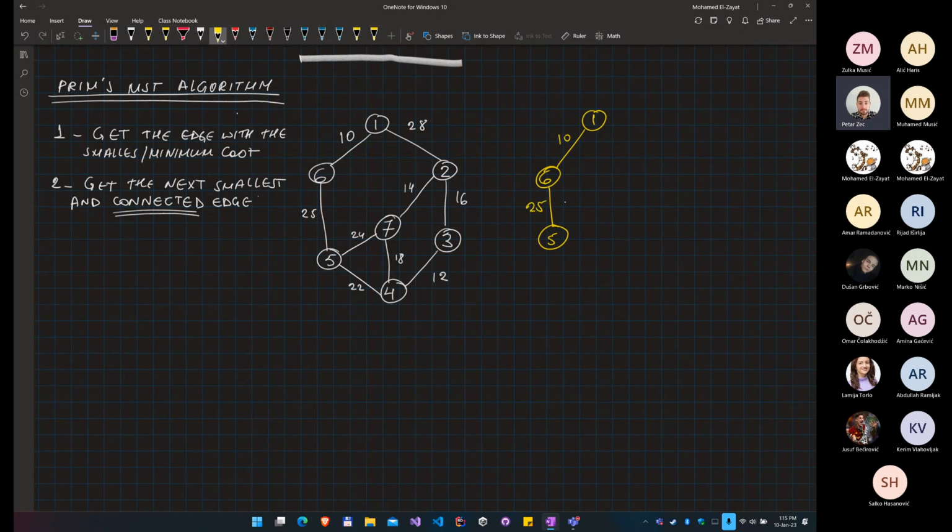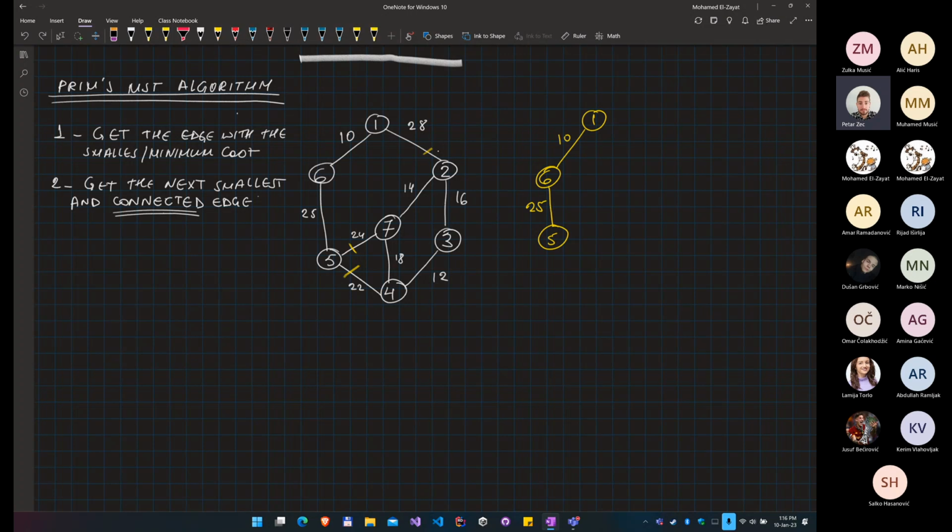25. Okay. Now you're going to actually pick up the next connected, but smallest, right? So here we have 24, 22, and 28, reaching out from 6. So we have this 5, which is connected to this one, which has already been considered, so we don't look at it. Connected to 7, connected to 4, and from the 1, which is here, we are still connected to 2.